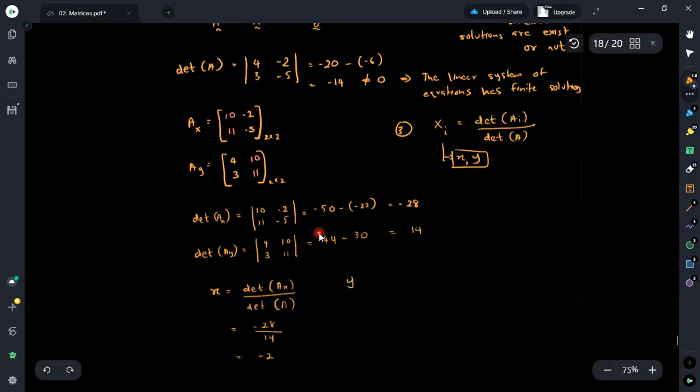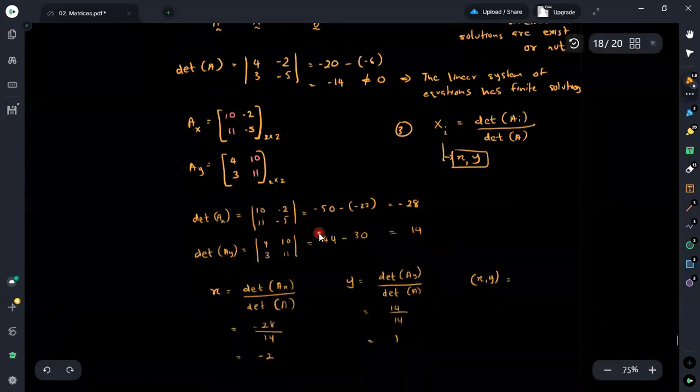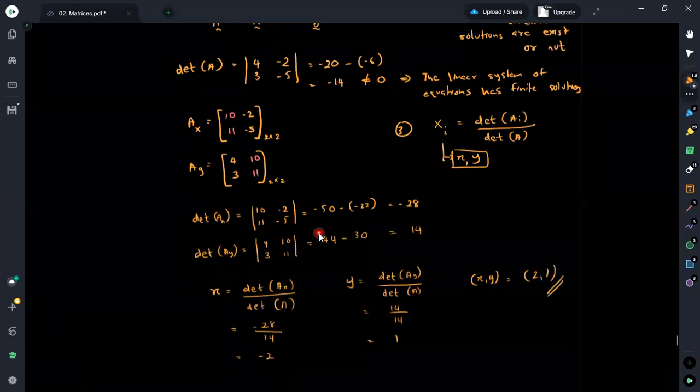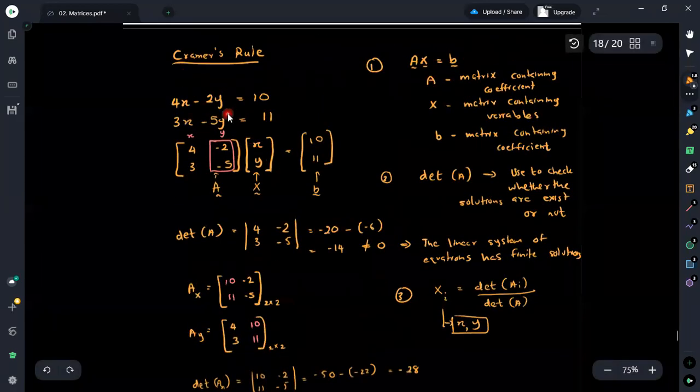And similarly, we can get the value of y. Y is equal to determinant of AY divided by determinant of A. Then we will get plus 14 divided by 14. Then we'll get the value of y equals 1. Therefore, we can write it as a pair of values, x comma y is equal to minus 2 comma 1. Therefore, this is the solution which is appropriate for the given system of linear equations. This is how we use Cramer's rule.